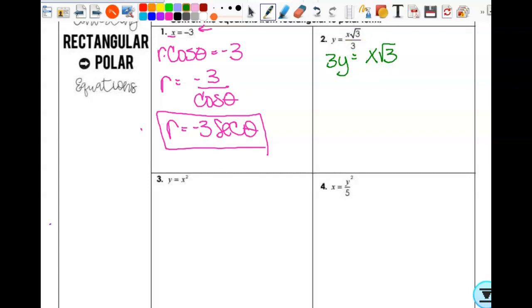Then I can substitute. What do I substitute in for y? R sine theta. Good. And for x, it's r cosine theta times the square root of 3. So I need to solve for r. So I need to get all my r's on one side. I can do that by dividing both sides by r. And when I divide both sides by r, they cancel out, right? And so now I just have a theta left.